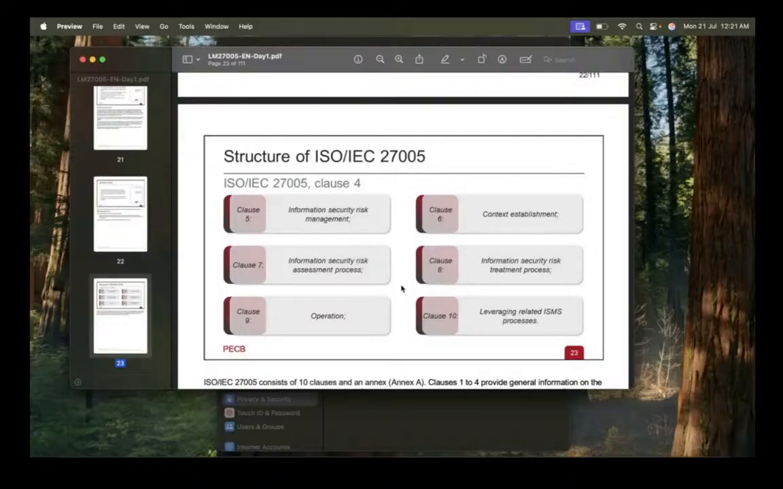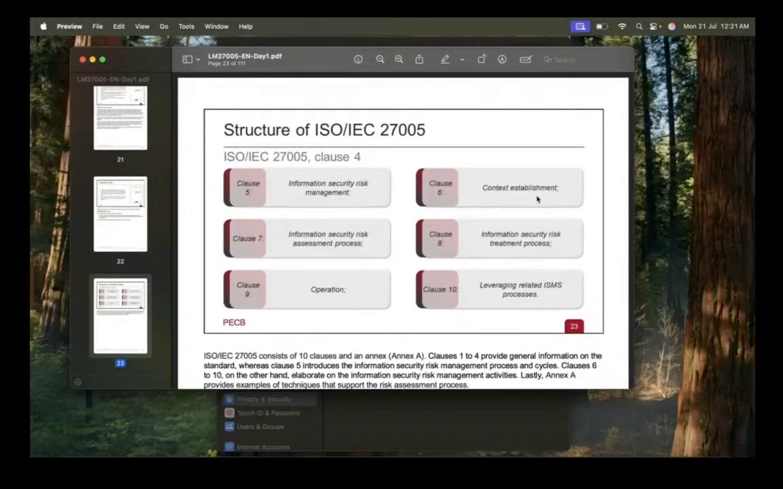And then there is clause 6, 7, 8, 9, and 10. So from 5 to 10, clauses are mentioned here. You can just keep a note of what each clause talks about. Clause 6 talks about context establishment. Clause 7 is about the information security risk assessment process. Clause 8 is about the information security risk treatment process.